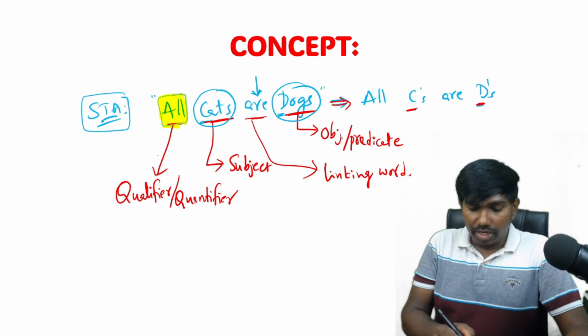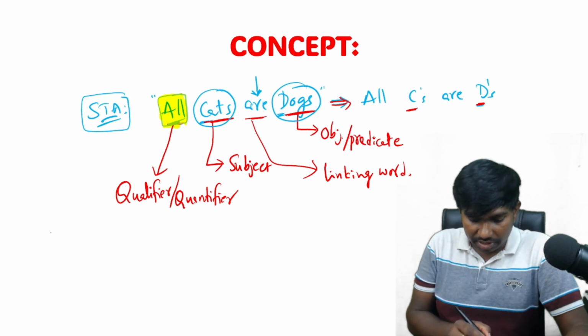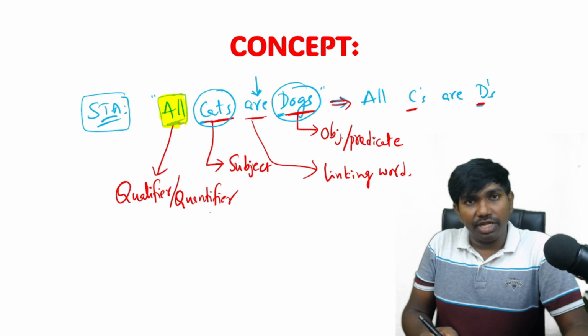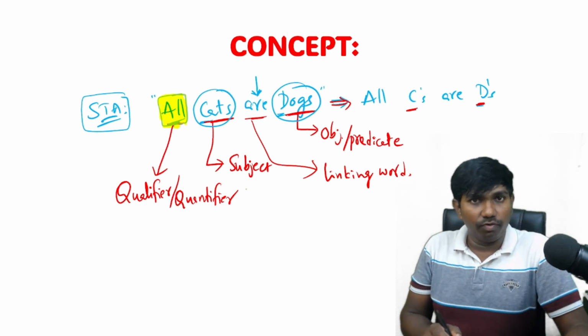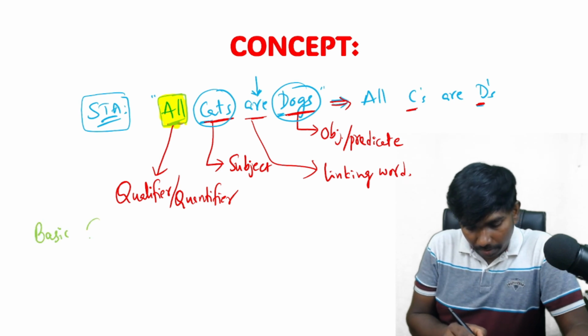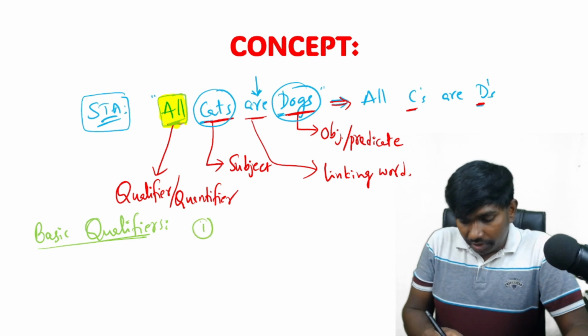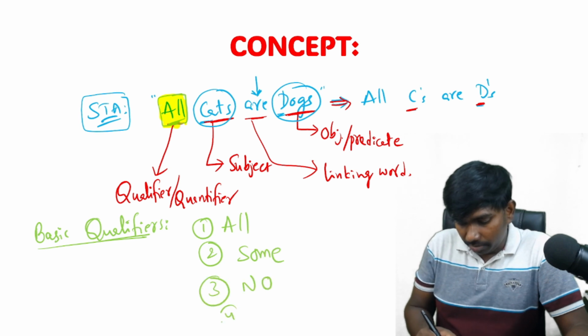Okay, and how many qualifiers are there in total in syllogism? In syllogism there are 4 qualifiers. Actually there are many derived qualifiers, but basically 4 qualifiers are there. The 4 basic qualifiers are: number 1, all; number 2, some; number 3, no; and number 4, some not.